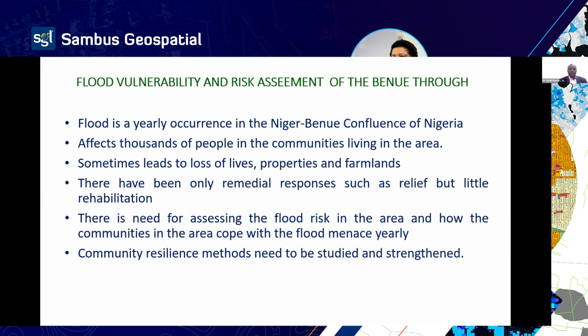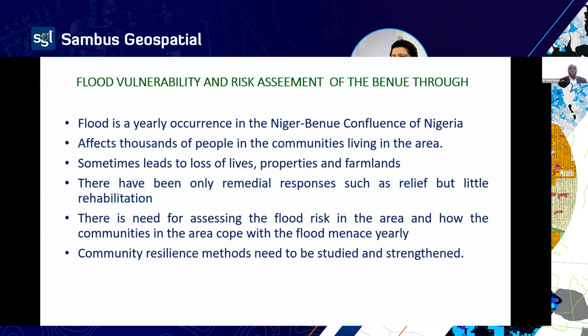Then the other one is flood vulnerability and risk assessment of the Benue Trough. At the Benue Trough, every year, thousands of people are affected. That is the settlements by the river, the section where the Benue River and the Niger River meet. But people don't realize that there are communities in those forested areas that we see. And there are communities by the Murtala Bridge there, and every year they are affected by flooding.